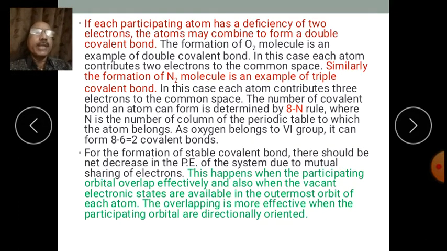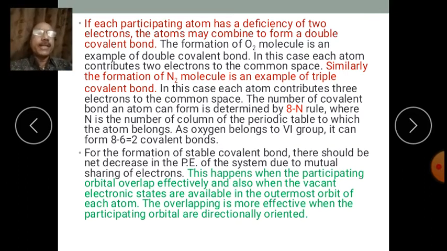In this way, you can determine how many covalent bonds an atom can form with a simple relation, the 8 minus n rule. For the formation of a stable covalent bond, there should be a net decrease in the potential energy. The net potential energy of the system should decrease due to mutual sharing of the electrons.